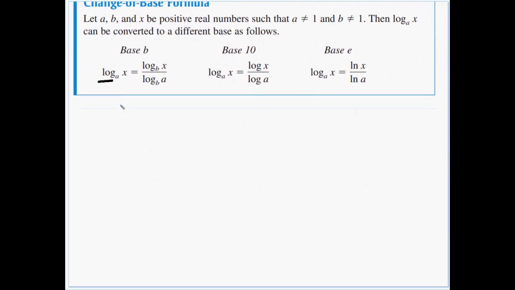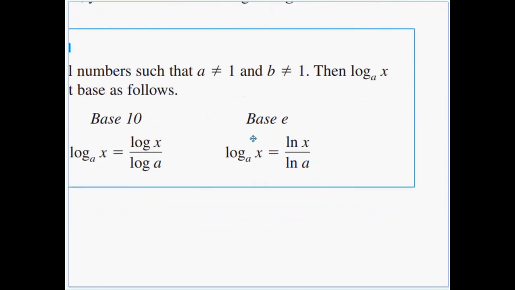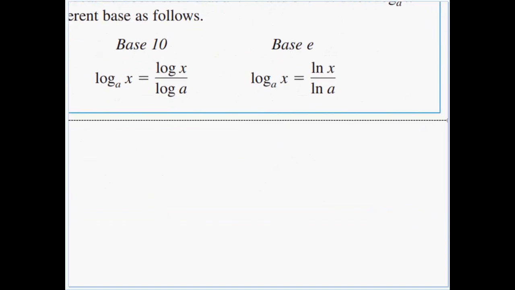Here we got log base a of some number x, and we can change that base number to b if we break it up into log base b of the big number x in the numerator, and log base b of the old base number a in the denominator. But that one's not very useful. We're not going to get a lot of mileage out of it. It's these 2, because these are buttons on our calculators.